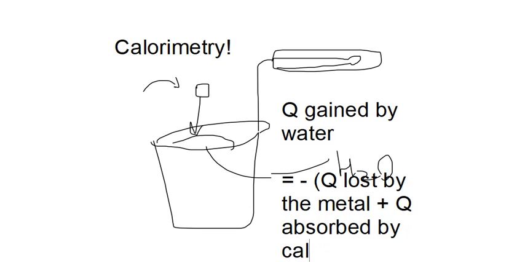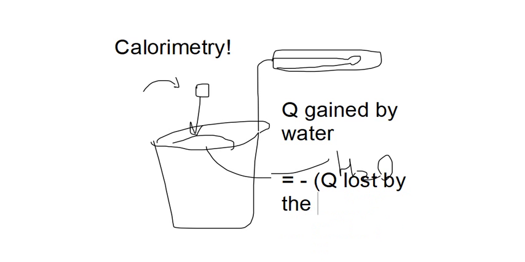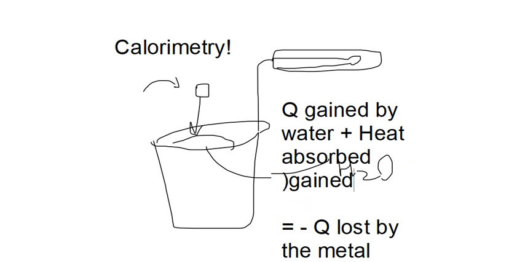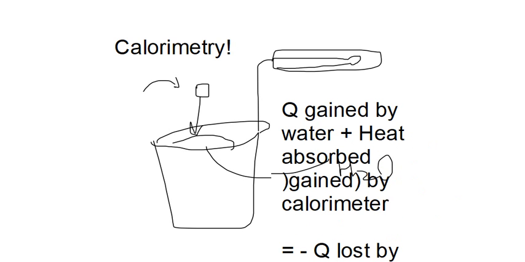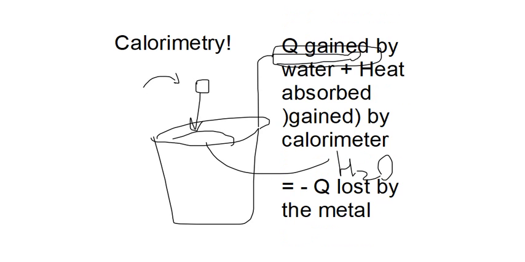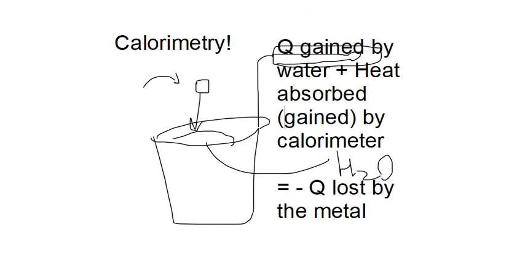Oh, sorry, that was actually supposed to be on the other side. Heat gained by the calorimeter. Okay, that's out of the frame now. So the heat gained by the water plus the heat gained by the calorimeter. Just fix the parenthesis. Those are the two gains, and the loss is all from the metal, because the metal is going to be at a higher initial temperature in this case.